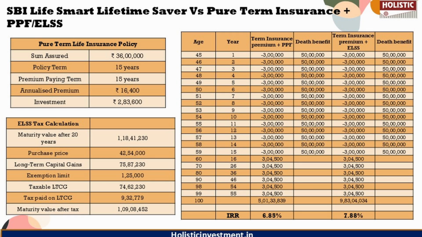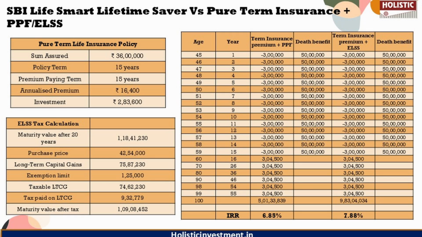After paying the premium for the pure term insurance policy, the remaining amount is utilized for PPF or ELSS investment in the initial 15 years. The maximum annual contribution to a PPF account is 1,50,000 rupees, but here we assume that the balance amount is invested in the PPF account just for comparison purposes. The ELSS maturity proceeds are subject to capital gains tax, so here we have considered a tax for the same. So the IRR is a post-tax IRR.